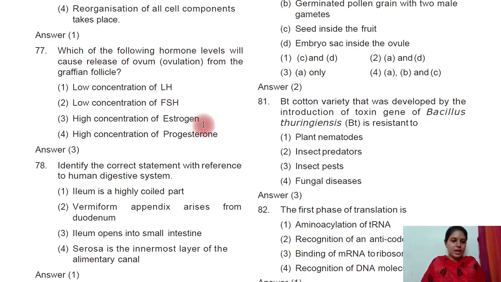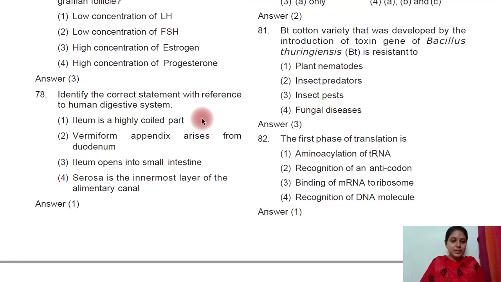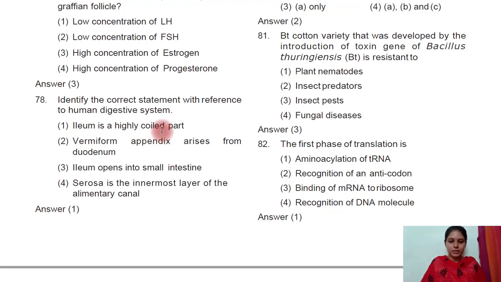Next, identify the correct statement with reference to the human digestive system. Ileum is a highly coiled part. Look at this: our vermiform appendix arises from duodenum. Look how it's all a blunder, right? Ileum opens into small intestine. Wow. And serosa is the innermost layer. Actually, mucosa is the innermost layer. So the correct statement is that ileum is a highly coiled part. Next question.